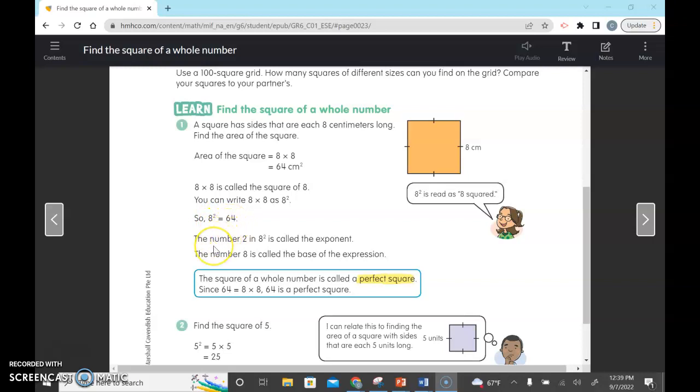A couple things within this. The number 2 in the 8 that we see right here is called the exponent. And the number 8 is called the base of the expression. So we can see the square of a whole number is called a perfect square. You want to write that down. The square of a whole number is called a perfect square. So since 64 equals 8 times 8, 64 is what's called a perfect square. We'll take a look at that throughout this video.